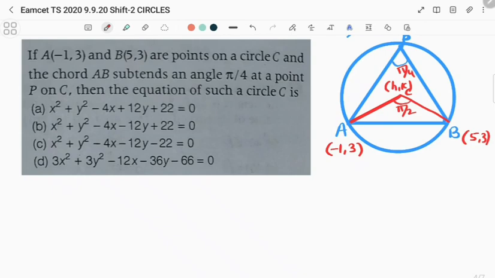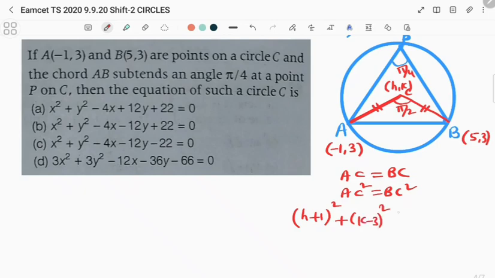So whenever it is a right angle, AB and BC both are equal. AB is equal to BC. So AB square is also equal to BC square. Now from the figure, AC square, sorry, not AB, AC. Better to write clear information. AC square: (h plus 1) whole square plus (k minus 3) whole square equals (h minus 5) whole square plus (k minus 3) whole square.